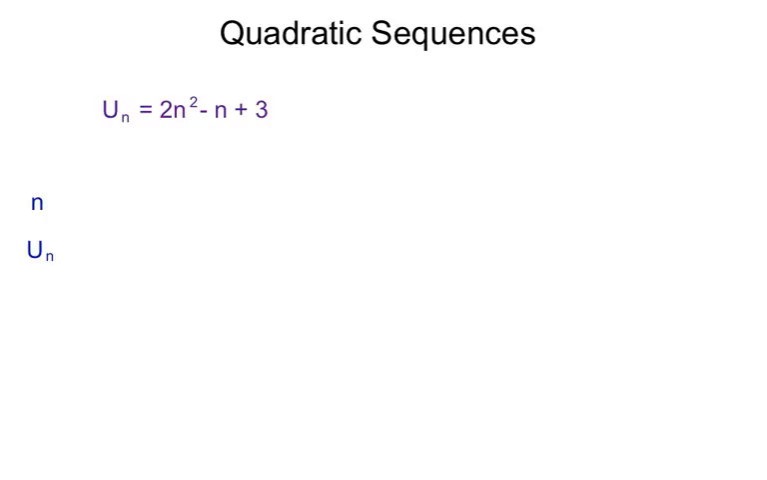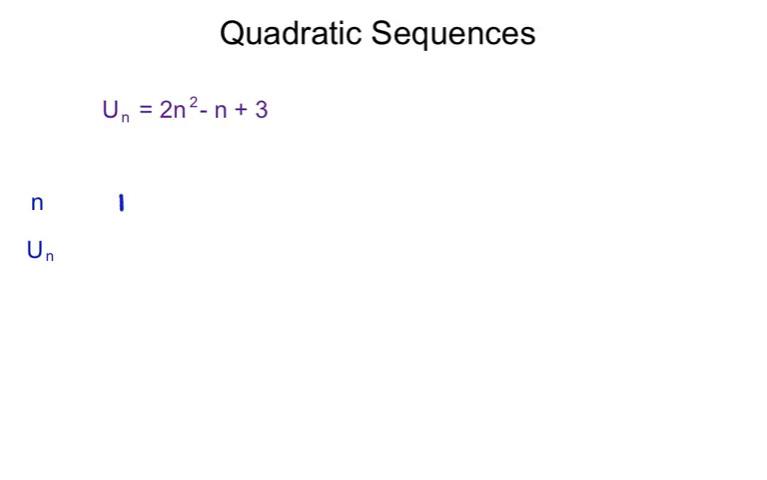So to start with, we're going to look at an example when we know the general term, and then we'll look at some examples where we don't know the general term. So here we have u_n equals 2n squared minus n plus 3. So the first thing we need to do is generate the sequence.